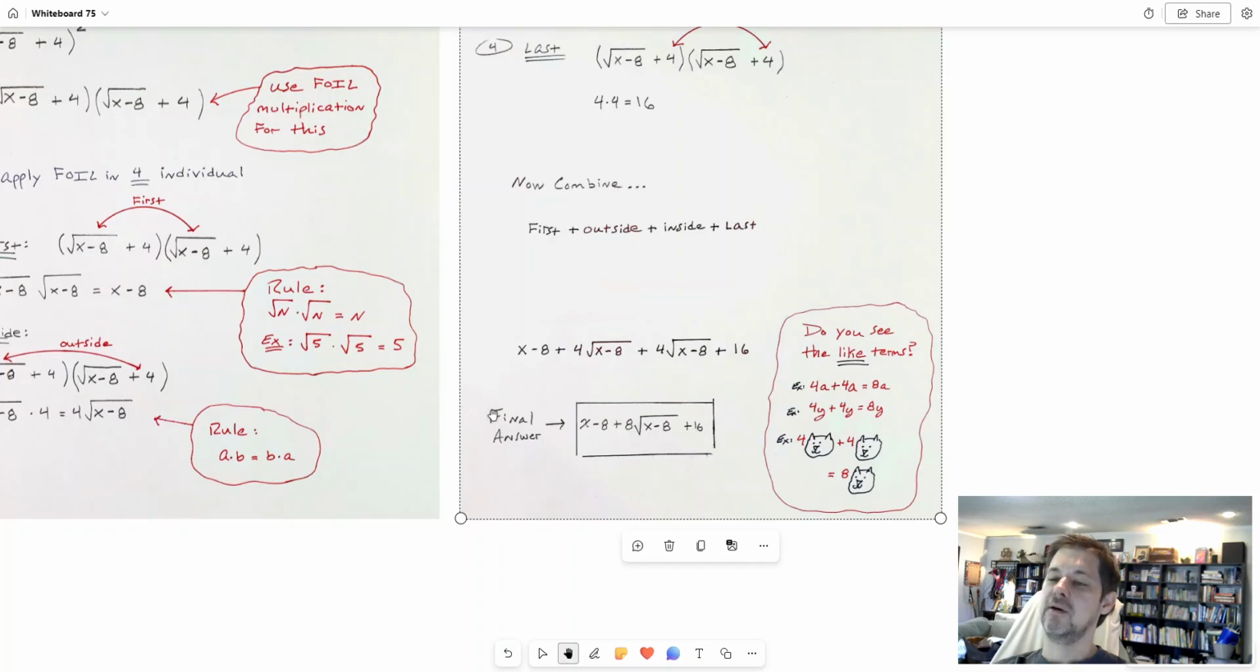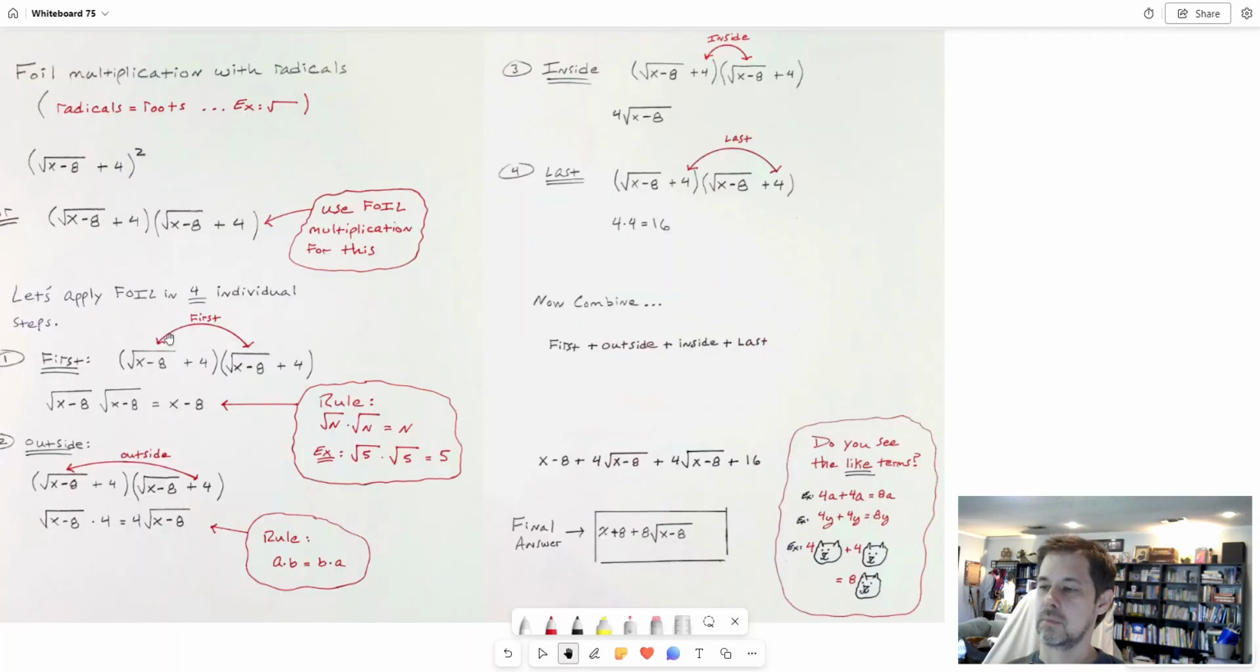So what I should have written for my final answer is x plus 8, right there, because I get negative 8 and 16. And then plus 8 root x minus 8, which you'll see here in a second. And there we go. That's more like it. x plus 8, from adding the negative 8 and the 16, plus 8 root x minus 8.